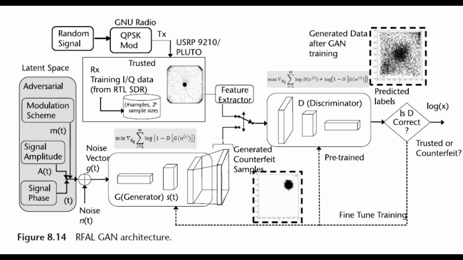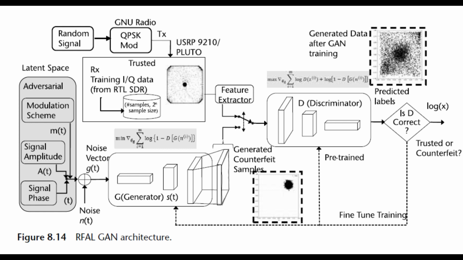Step 5. Noise vector and generator, G. Print: Step 5. A noise vector is added to the latent space components to generate adversarial signals. Print: The generator creates counterfeit samples from this noisy latent space. Step 6. Feature extraction. Print: Step 6. Features are extracted from both the trusted training IQ data and the generated counterfeit samples. Print: These features are used to train the discriminator.